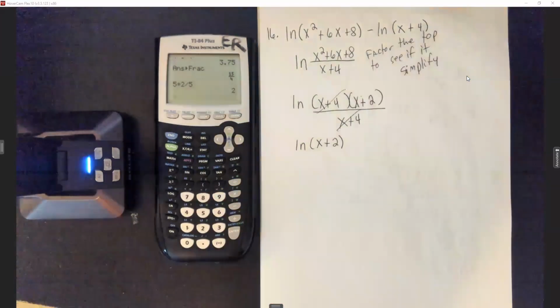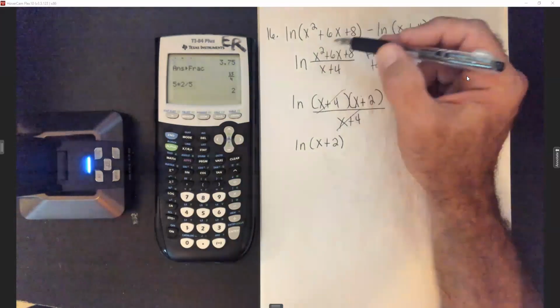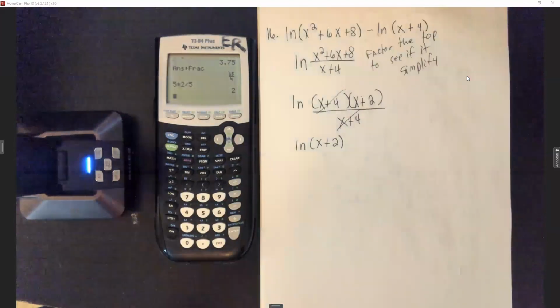Okay, y'all, that's all you're doing on that. And just remember, anytime you got trinomials like this, x squared plus 6x plus 8, you got to factor them to see if factors will cancel on these fractions, okay?